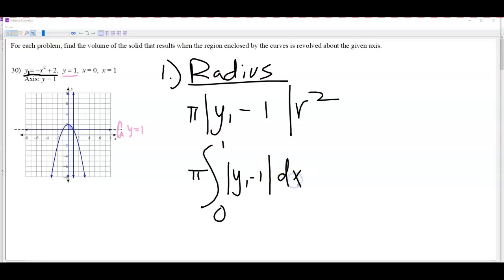And I have a little boo-boo here. Let me fix something. This is my r, so I shouldn't have had an r right there. I should have just had a square right there, and therefore right there. All right, and then we go ahead and punch that into our calculator, and you should be getting something like 1.76. Move on to our next question.